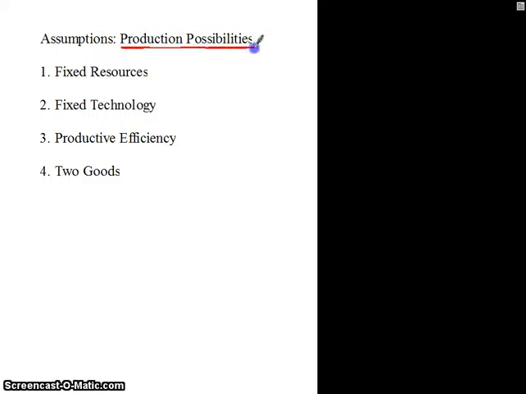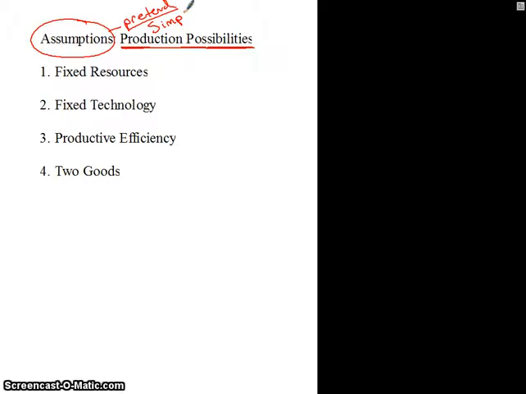And the first thing that we always do when we develop a model is we come up with a list of assumptions. Now remember that assumptions are things that we are going to pretend are true even though they're not. And we pretend that things are true even if they're not to simplify the world.